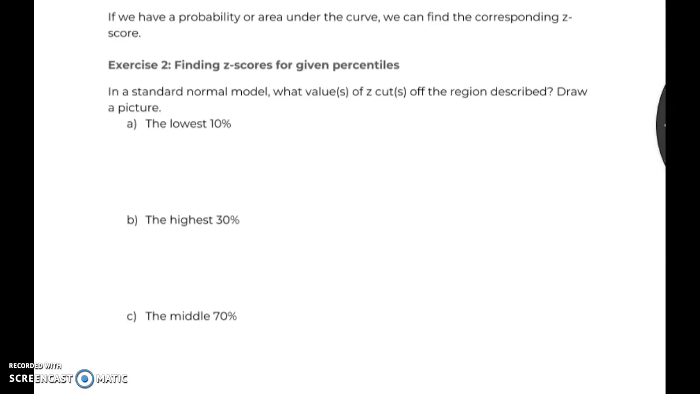In this video, we're going to learn how to do the process in reverse. So over here, we're finding z-scores for given percentiles or given probabilities. For each one of these questions, we are going to go first to the table, then to the calculator, and then we'll look at StatCrunch as well.